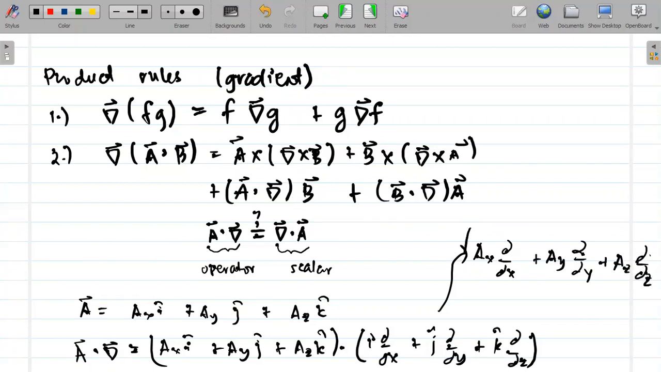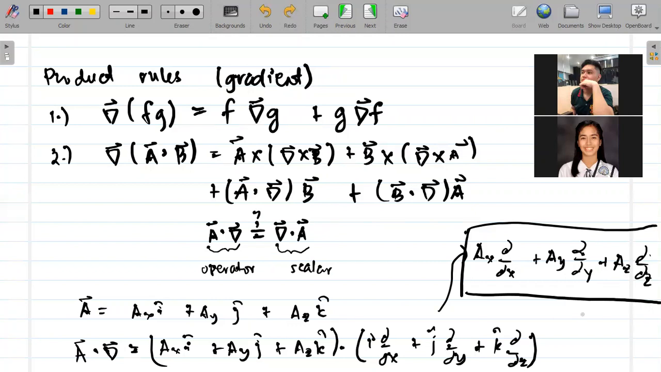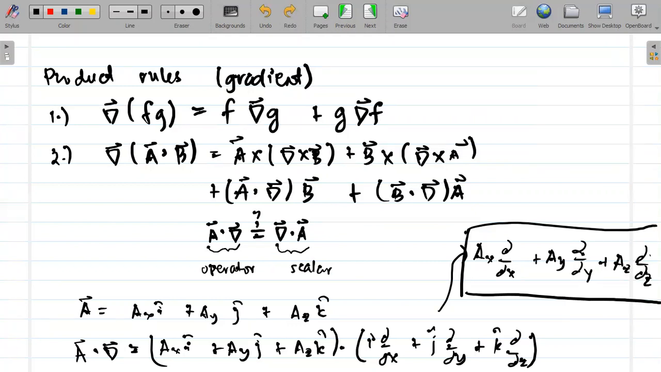Class, tignan nyo, operator yan, kasi hindi siya partial X AX. Siya ay AX partial X. So bali ito, kailangan niya pang mag-act sa something, kaya andito yung B. Malinaw ba yan, class? Yung difference ng A dot del at ang del dot A, partial X AX, partial Y AY. Class, any questions before we proceed? Si Axel, may tanong ka ba?